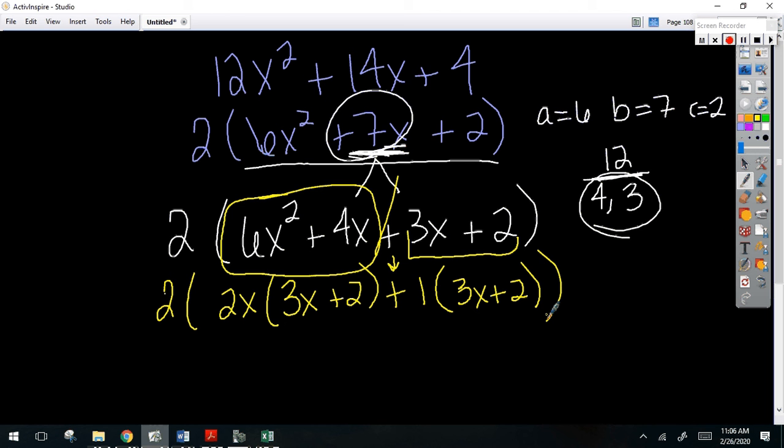So are we done? Almost. Look at what I have. What do you notice? 3x plus 2. I have 3x plus 2 twice, right? Don't square it. I want you to think about this. This is where you really have to wrap your brain around it. I'm going to factor out a 3x plus 2. If I look at this as a whole, it is a GCF for these two terms.